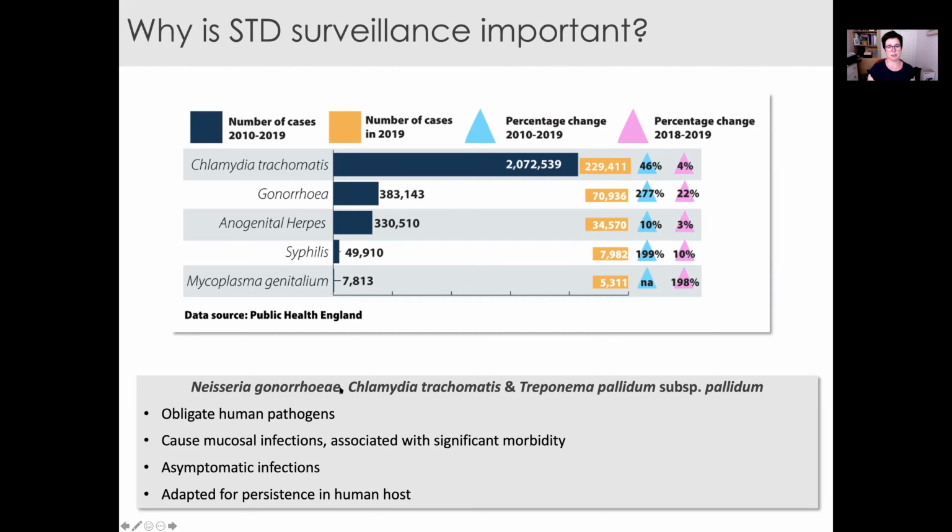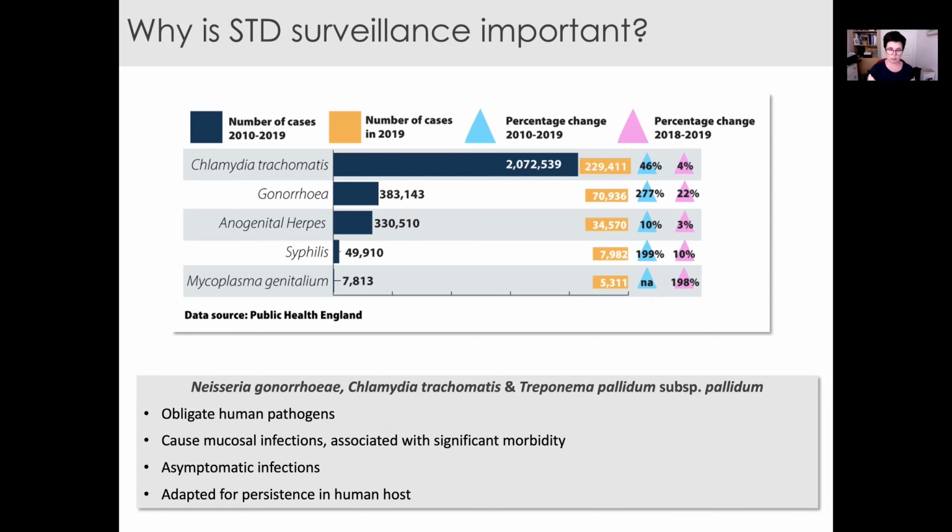These three bacterial organisms are quite interesting in that they share a lot of characteristics. In particular, they are obligate human pathogens. They all cause mucosal infections and are associated with significant morbidity. A lot of the time, they cause asymptomatic infections, which can remain undiagnosed for long periods of time. And they're extremely well adapted for persistence in the human host, evidenced by the very long associations they've had with humans. Improved and enhanced surveillance of bacterial STDs is important as well because a number of these are developing resistance to antimicrobials.